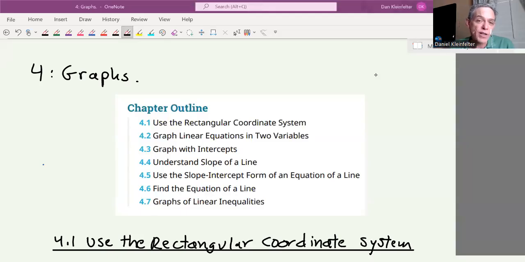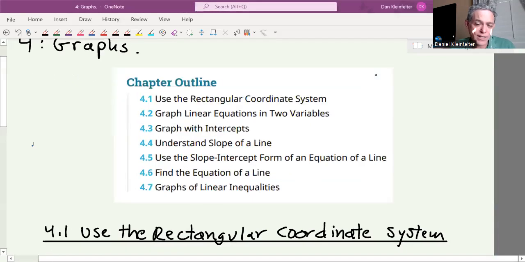Welcome back. In this video, we're going to start chapter 4, which focuses on graphs and two-dimensional algebra. As always, when we start a chapter, it's a good idea to look ahead and see what it is we're getting into before we get into it. So taking a look, this chapter has 7 sections in it, going through each.